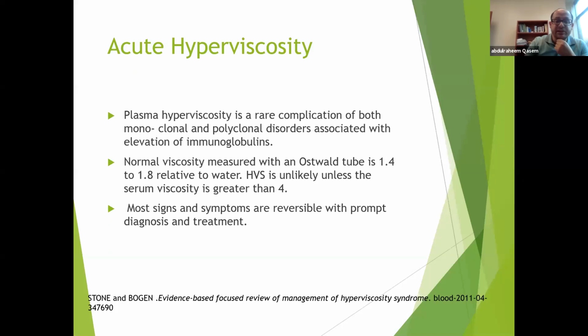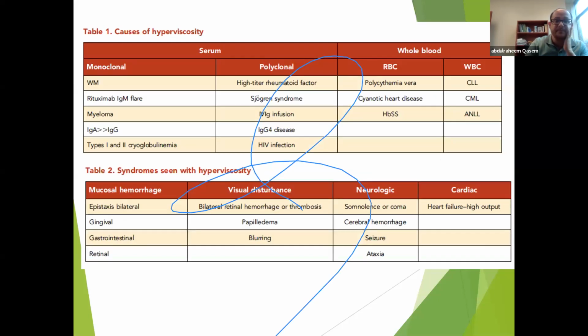All right, so moving to the next case, acute hyperviscosity is another acute emergency. Usually we see this in acute leukemia, like we said, with hyperleukocytosis, but it can also be seen with increased plasma viscosity from any monoclonal or polyclonal disorder associated with an increase in immunoglobulins. Normal serum viscosity is around 1.4 to 1.8 relative to water, and patients will usually start to have symptoms if the serum viscosity is more than 4. Most of the symptoms will get better if we are able to diagnose and treat quickly.